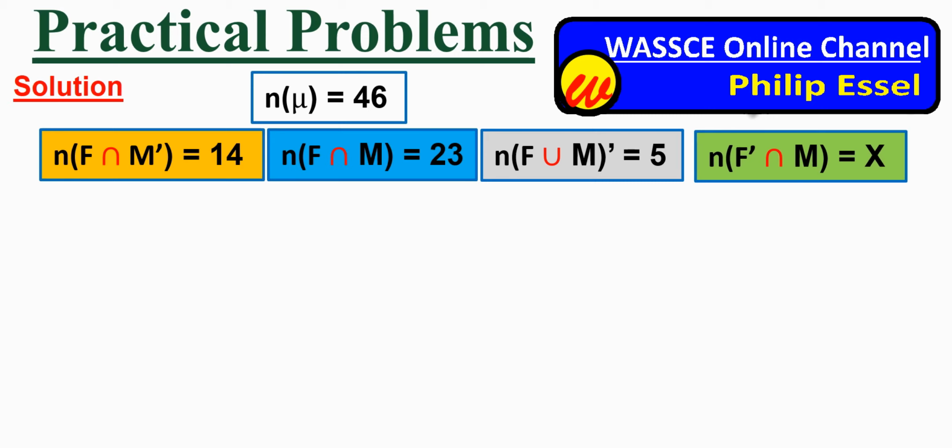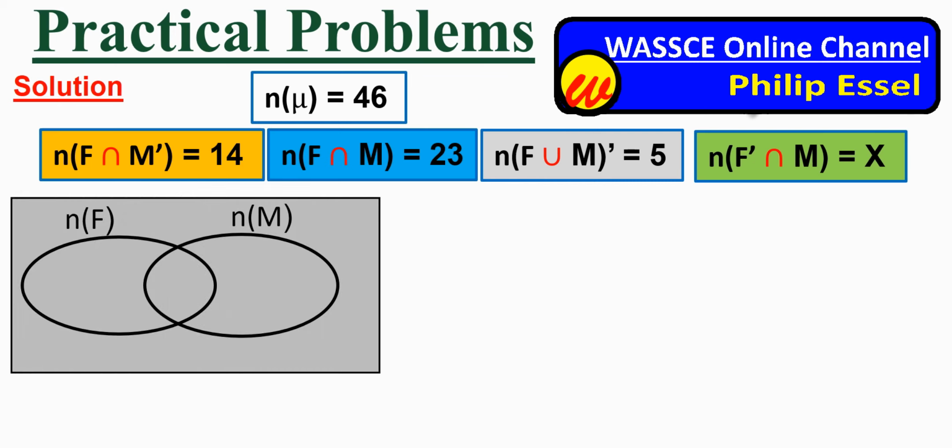So we'll first draw our Venn diagram of two intersecting sets. We will then write the total number of students who took the exams, which is equal to 46, by the Venn diagram. The first circle of the Venn diagram, on the left side, would represent the number of students that passed in French.